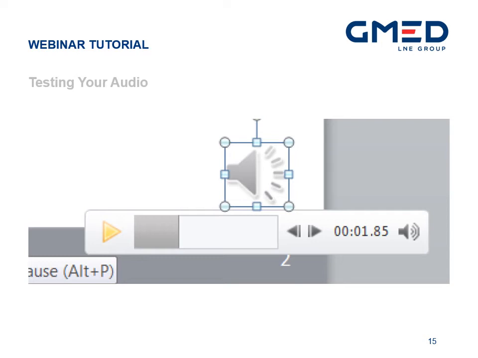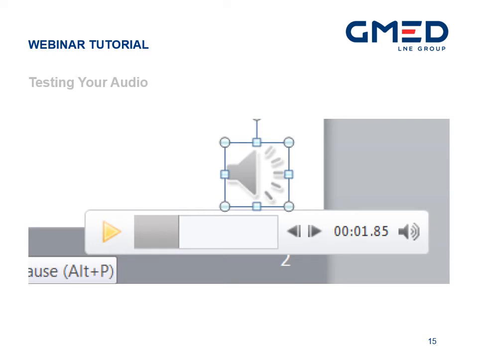You can only have one piece of narration per slide. So if you try to record two sounds, PowerPoint will just replace your first sound with the new one that you create. So once you have a piece of audio on a slide, do not record another piece of audio on that slide unless you want to get rid of it.